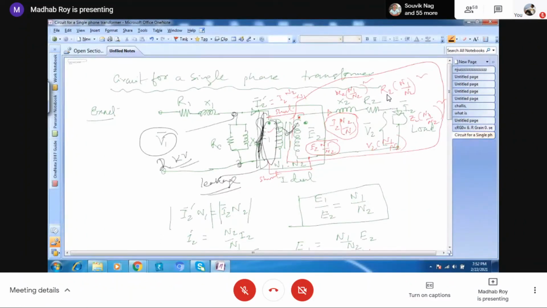So what should we do now? Can you tell me? The second aspect we are discussing for the transformer, because this is very much required for understanding and facing the interview. So now we have to minimize these reactances, X1 and X2. What should we do?